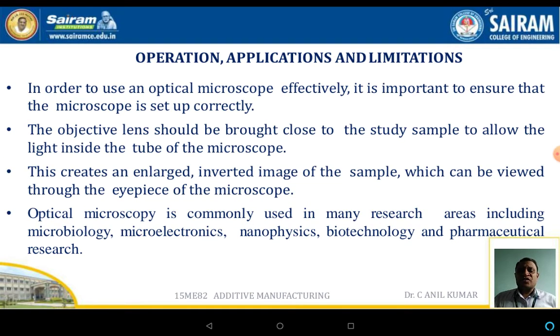Operation, application and limitations. In order to use the optical microscope effectively, it is important to ensure that the microscope is set up correctly. The objective lens should be brought close to the steady sample to allow the light inside the tube of the microscope. This creates an enlarged inverted image of the sample which can be viewed through the eyepiece of the microscope.